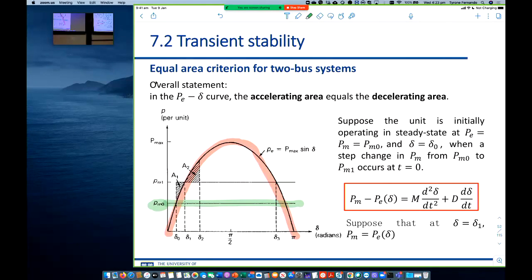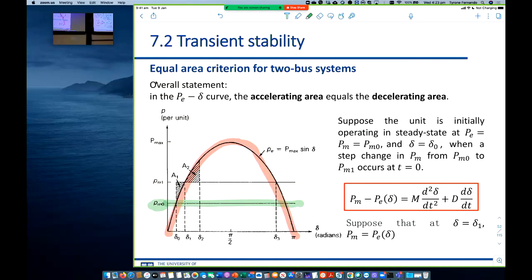Okay, all right, so this is the situation we have. The equation for electrical power is a sinusoidal curve, which is PE equal to the red curve, PE equal to P max sine delta, and the green horizontal line is the mechanical power output from the turbine.